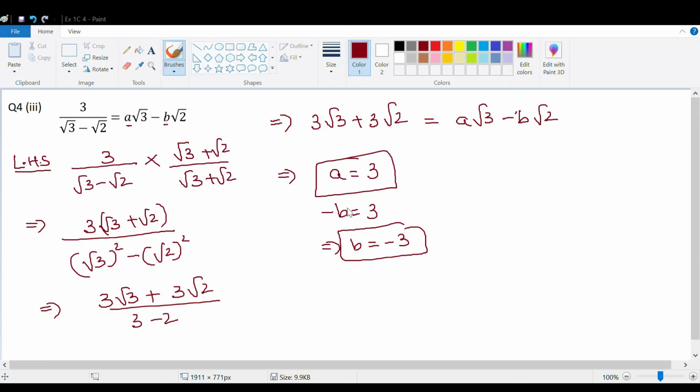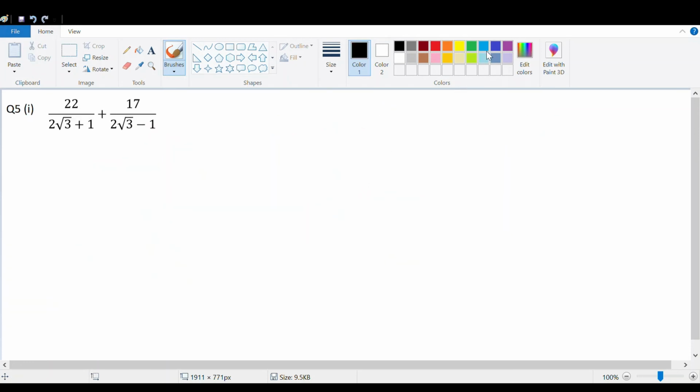The next one that we do is question number 5, part 1. Question 5, part 1 says simplify. So now again, let's see if we have to rationalize both these terms. I'll notice that the denominators of these two separate terms are already rationalizing factors of each other. This is in the form x plus y, this is in the form x minus y, which means instead of rationalizing both of them separately, let me just go ahead and add by taking the LCM. So the LCM will be (2 root 3 plus 1) multiplied with (2 root 3 minus 1).